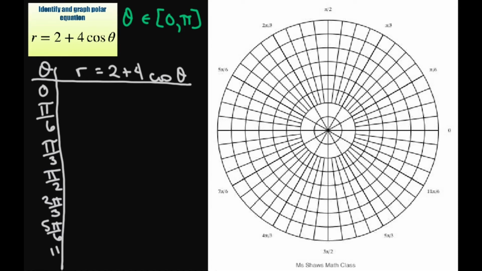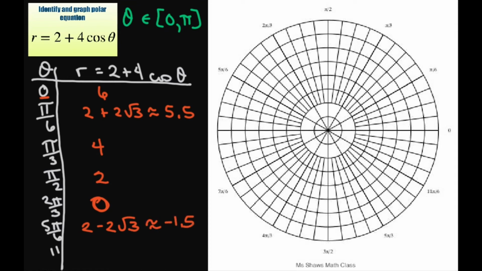So we're going to find our r value, our output. If you substitute in 0, we're going to get 6 for r. At pi divided by 6, you're going to get 2 plus 2 square root of 3, which is approximately 5.5. At pi divided by 3, we're going to get 4. At pi divided by 2, we get 2 for r. At 2 pi divided by 3, we get 0. At 5 pi divided by 6, you're going to get 2 minus 2 square root of 3. Now that's approximately negative 1.5. And at pi, we're going to get negative 2.